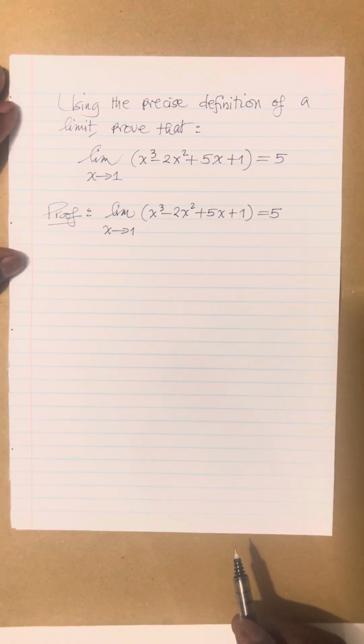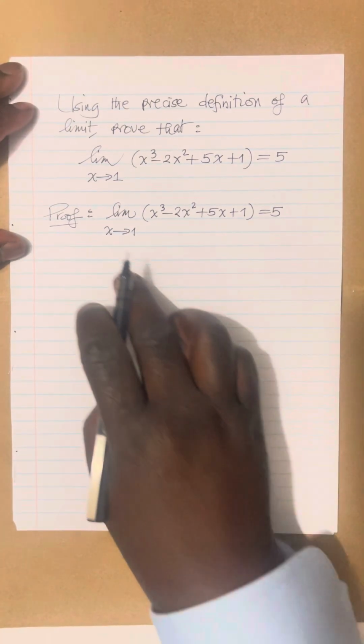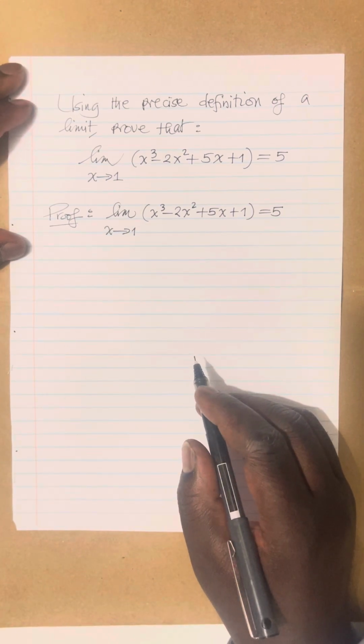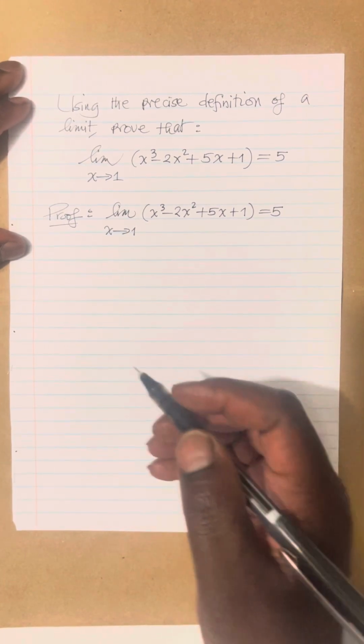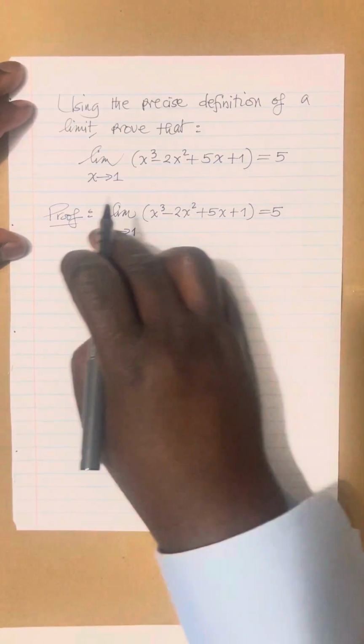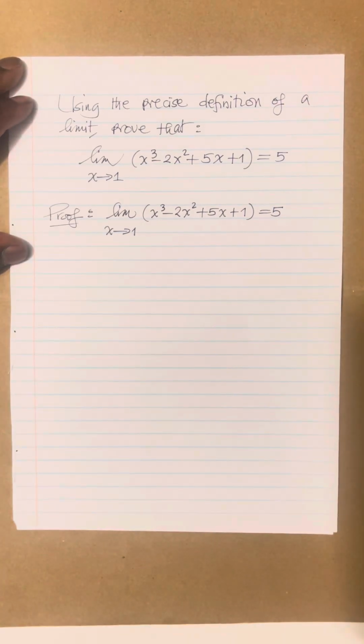Now, we're supposed to use the precise definition of a limit to prove that this is true. So naturally, we copy this. And today, I want to move straight into the precise definition of limit without stating the actual precise definition of limit, but incorporating this into the precise definition of limit. Let's see if you can follow it.